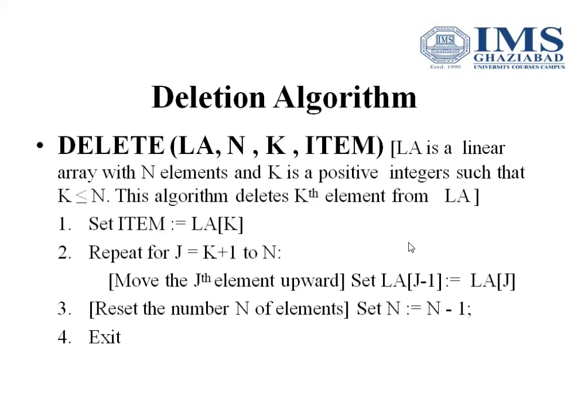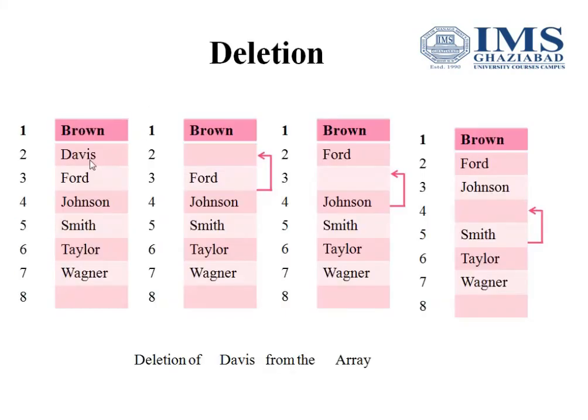So the algorithm for this is: here LA represents the name of the linear array, n is the total number of elements in the array, and K is the index from where you want to delete the item. So LA is a linear array with n elements and K is a positive integer such that K is less than or equal to n. This algorithm deletes the kth element from LA. First we take the element at the kth index into a variable called item. So the value of item will be the value at location K. Here the index K is 2.